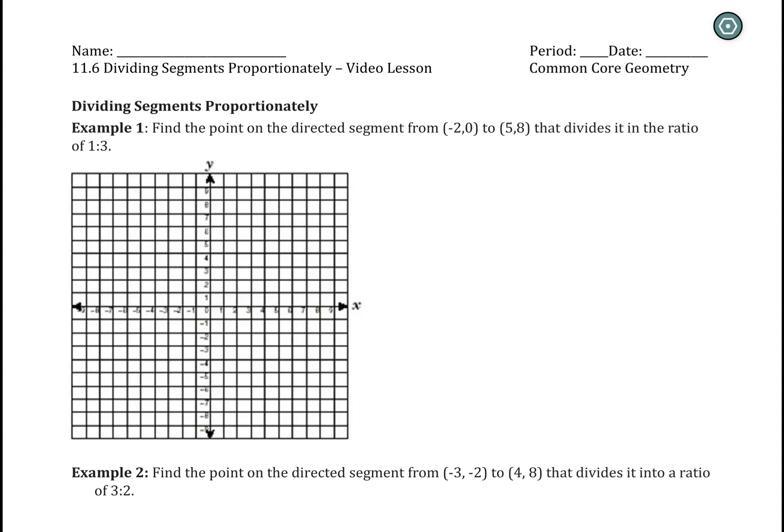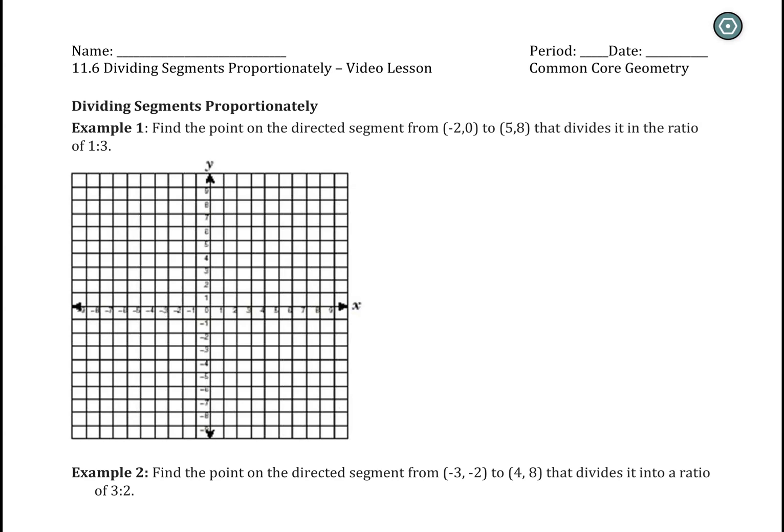All right, video lesson 11.6, dividing a line segment proportionally. So we've done this from a construction perspective. We've had multiple ways where we can take a line segment and divide it into equal portions. But now we want to be able to do it in an algebraic or coordinate method. So let's use the graph right now just to visualize what's going on, but we're going to be able to do these without having to use a graph or a compass or anything like that.